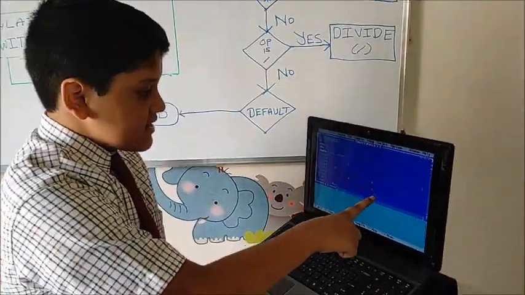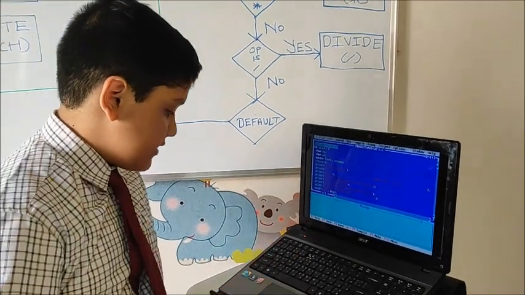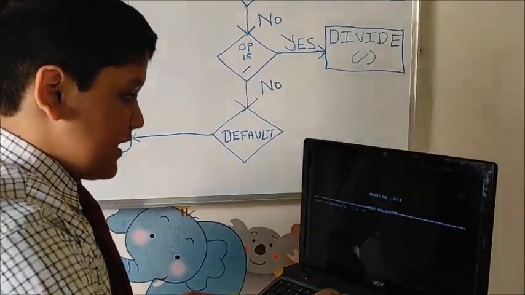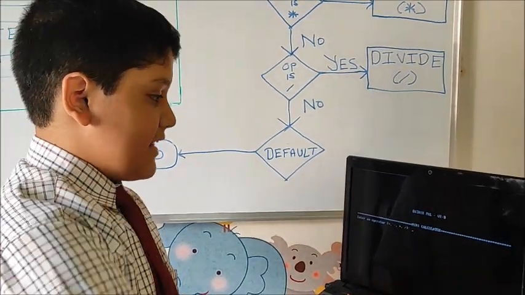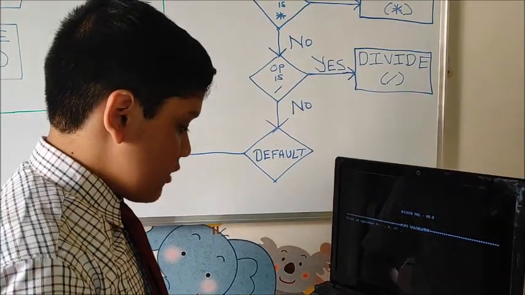As you can see, this is the program of my mini calculator. Now I will press Ctrl F9 to execute the program. This is the screen of the mini calculator. Now I will press an operator.